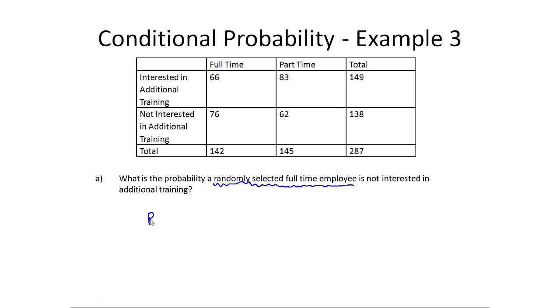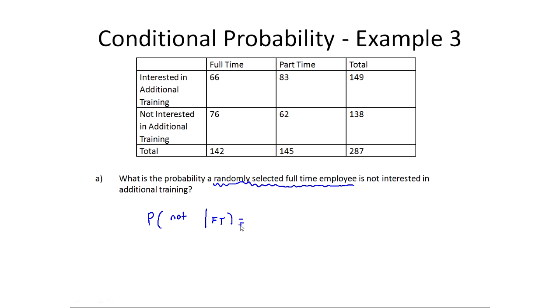The way the notation works for conditional probability is what you're trying to find goes first, and then you have a line that represents "given" if you're reading it. And so we know the person's full-time. So essentially, we're trying to find the probability of something given that they're full-time. And what we're trying to find the probability of is that they're not interested in additional training. So I would just write "not" or something like that so I know what I'm talking about. So again, the way I would read this is probability of not interested given full-time employee.